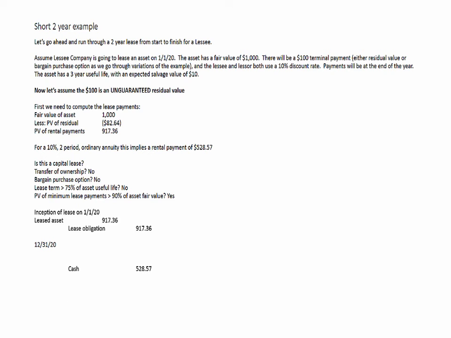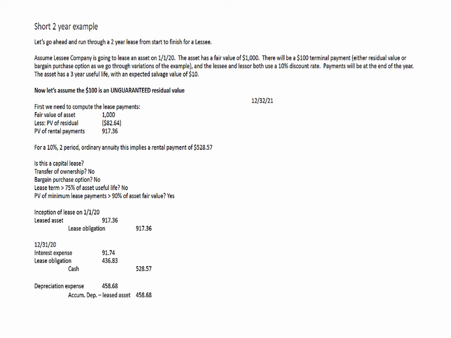So again, at the end of 2020, we write our first check for $528.57. Interest expense, 10% of the lease obligation. The remainder goes to pay down the lease obligation. For depreciation, again, if we're going to be returning the asset as we are, we depreciate it at cost, $917.36, minus any guaranteed residual value, in this case 0, over the term of the lease. So $917.36 minus 0 over 2 years is $458.68.